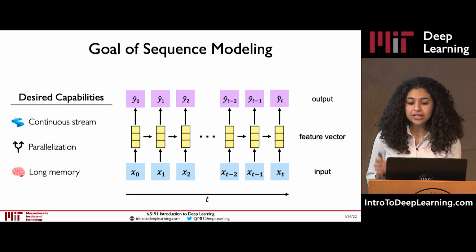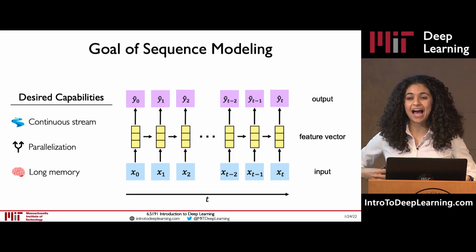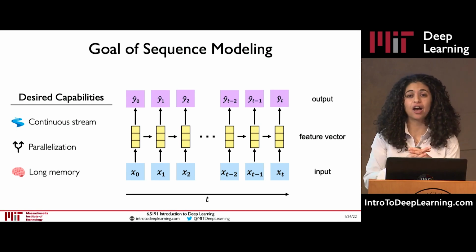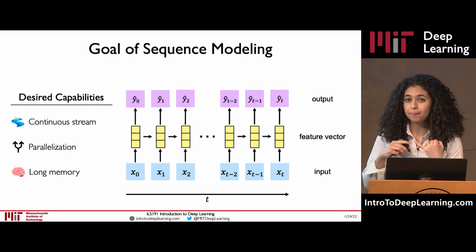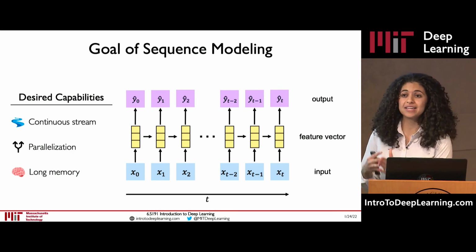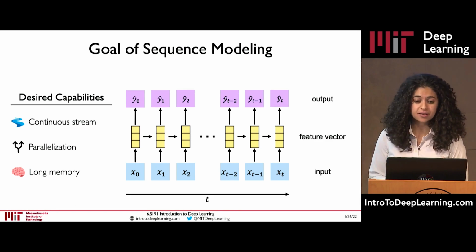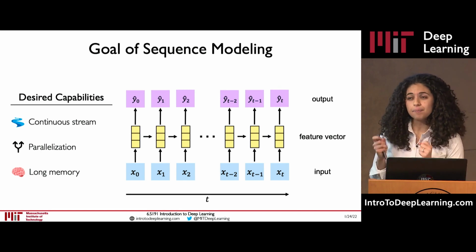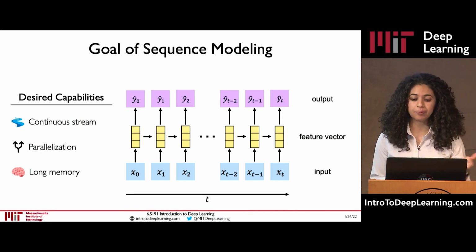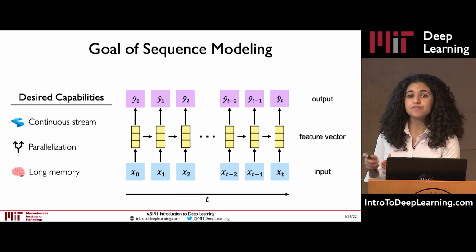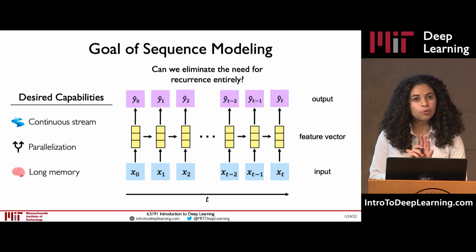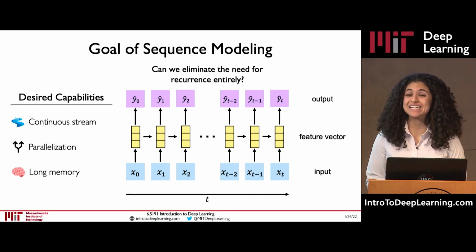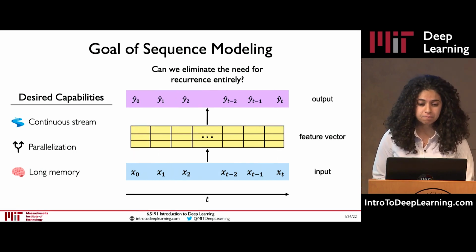The capabilities that we'd really like to achieve with sequential models are to have a continuous stream of information that overcomes the encoding bottleneck. We'd like our model to be really fast, to be parallelizable rather than being slow and dependent on each of the individual time steps. And finally, we want it to have long memory. The main limitation of RNNs when it comes to these capabilities is that they process individual time steps individually due to the recurrence relation. So what if we could eliminate the recurrence relation entirely, do away with it completely?